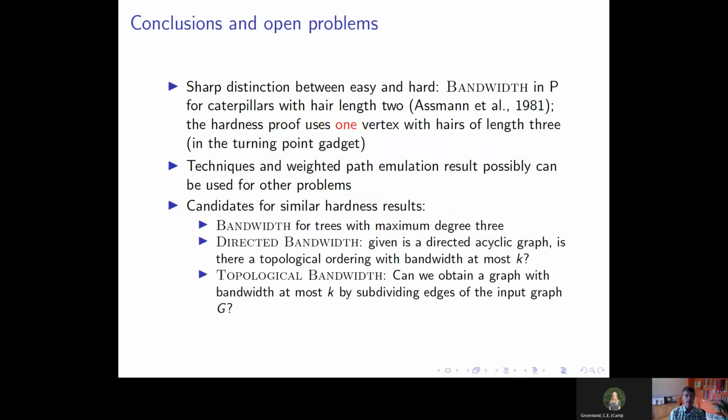So finally, some conclusions. It's interesting to see that there's actually quite a sharp distinction between easy and hard. Bandwidth is polynomial time solvable if you have a caterpillar with hair length at most 2, by the result of Assmann from 1981. But in the hardness proof, we only need one vertex with hairs of length 3. There's one vertex in the turning point gadget which has these long hairs, and all the other vertices have only shorter hairs.